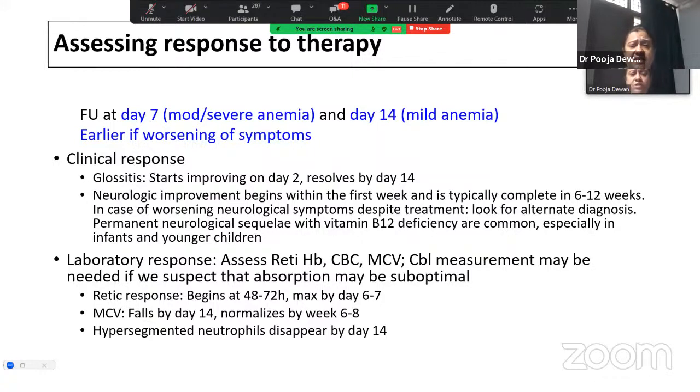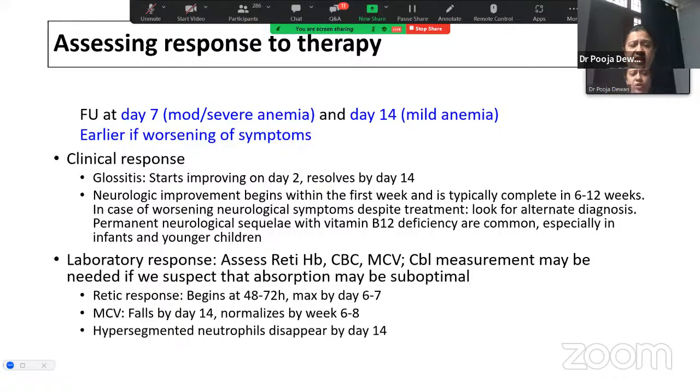Neurological signs take longer to improve, but the improvement may be noticed by the 7th day and is typically complete by 3 months. And sometimes some deficits can persist even longer, and you may have some developmental delay which can persist very, very long. So it's not always possible to get a 100% recovery, but if there is a worsening, always look for an alternative diagnosis.